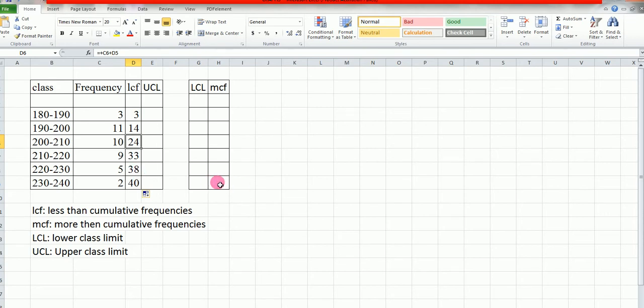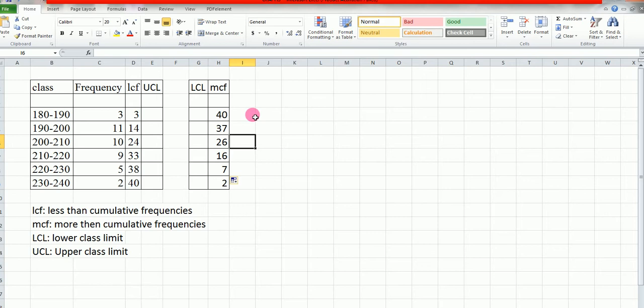Now we'll see how to obtain more than cumulative frequencies. To obtain more than cumulative frequencies, keep the frequency of last class as it is in front of the last class. To obtain MCF of second last class, add frequency of second last class to the MCF of last class. So 7 is the MCF of second last class. Drag this up to first class.